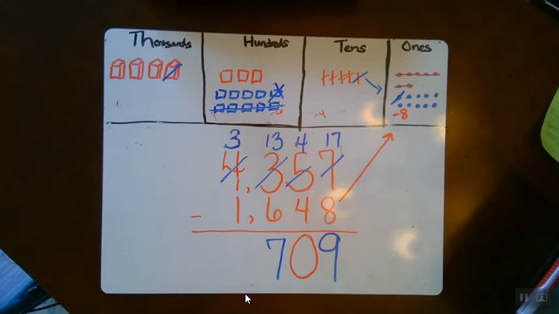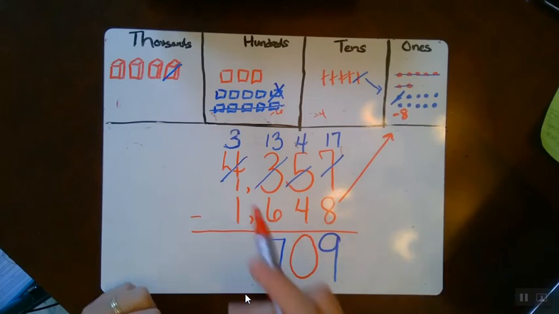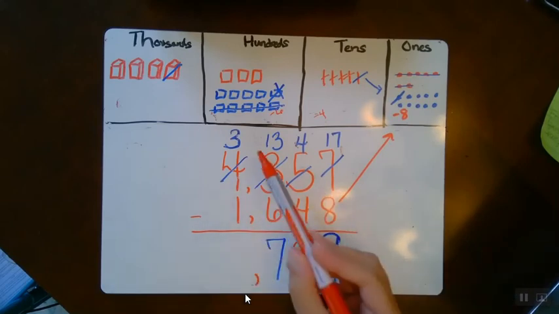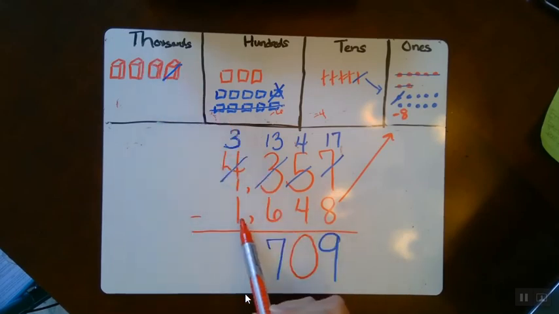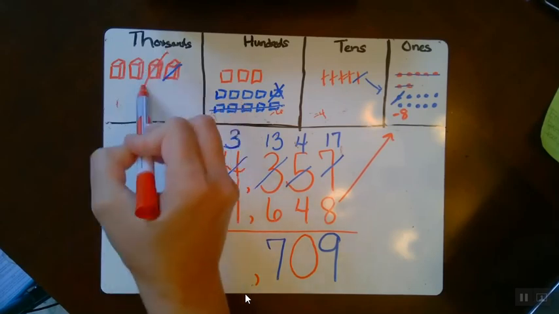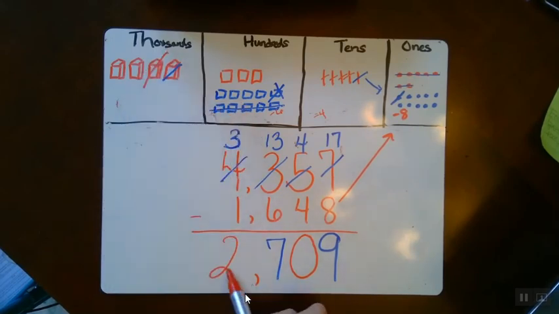As I move over to my left, I always like to drop that comma. And then lastly, I'm going to subtract my thousands. I need to take one away, and fantabulous, I have 3 of them. If I take one away, I have 2 left.